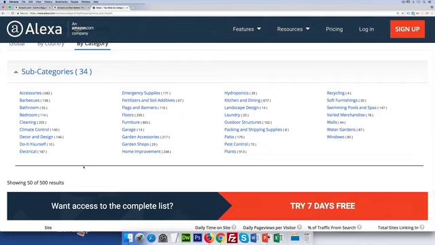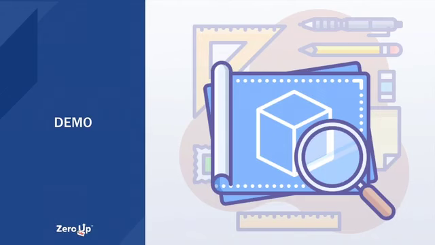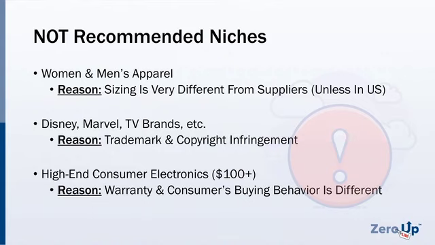Look at Amazon bestseller, look at Alexa under the top sites, and really explore around to see what niche really inspires you and what niche is something that you would actually spend a lot of time in. Now, here are some of the not recommended niches, especially if you are starting out, okay?